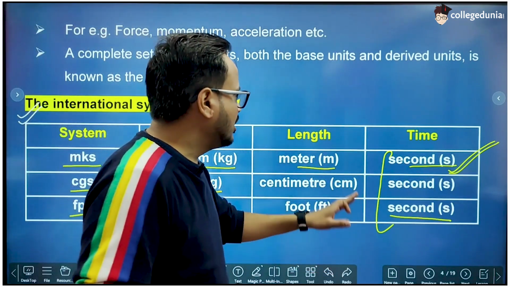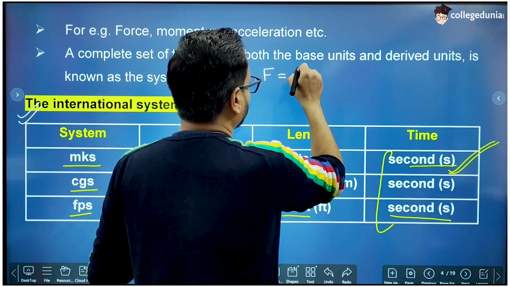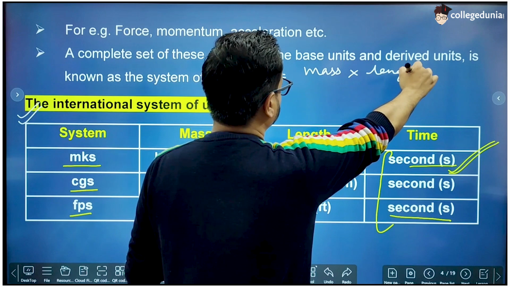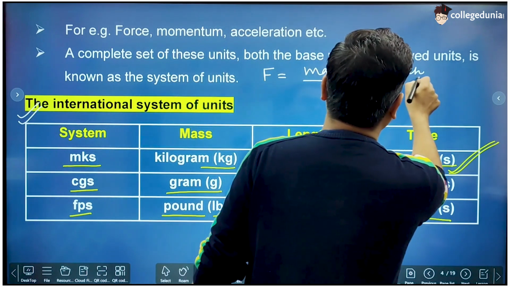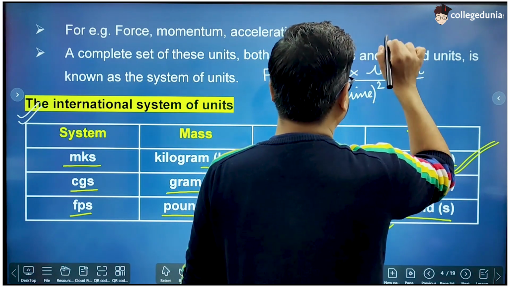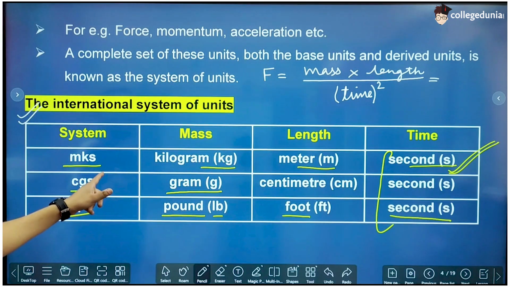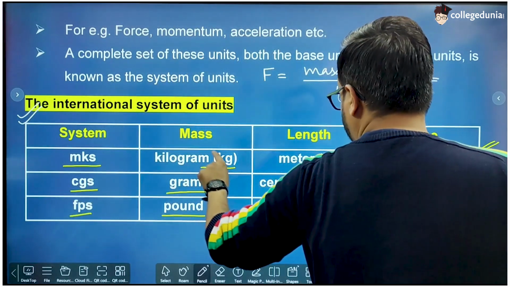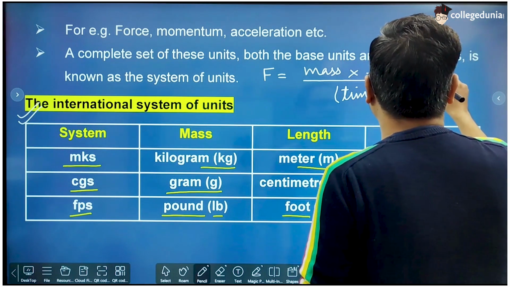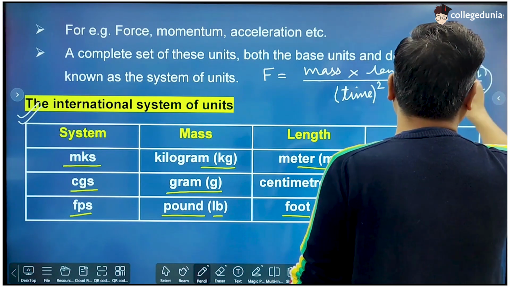systems. For example, let's take that formula again. What was the formula of force? Finally, it was mass into length divided by square of the time. So, MKS unit of force is kg meter by second square.